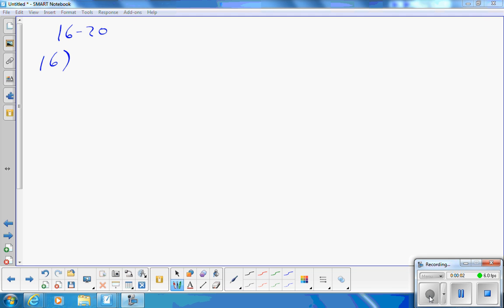First quarter review, number 16 through 20. 16 asks which graph best represents the motion of an object in equilibrium. What do we need to know? If you're in equilibrium, you have no acceleration, which means we're looking for a constant velocity.